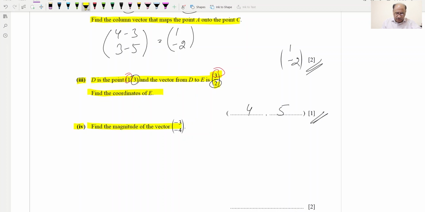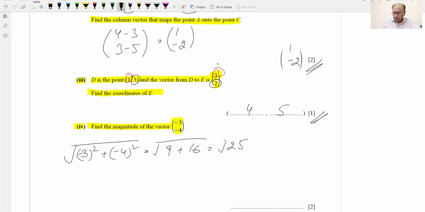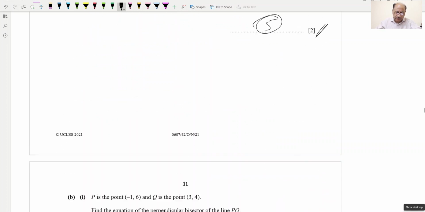Part 4, find the magnitude of the vector 3 over minus 4. So the magnitude of the vector will be the square root of 3 squared plus minus 4 squared. This will be the square root of 9 plus 16, which is equal to the square root of 25, which we can write as 5. So the answer will be 5 for 2 marks, which is done.